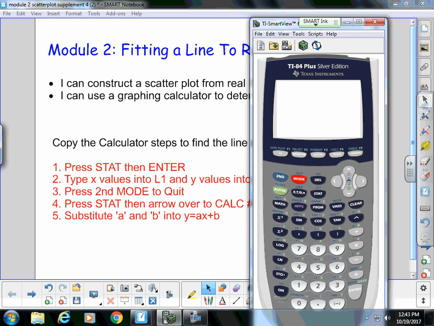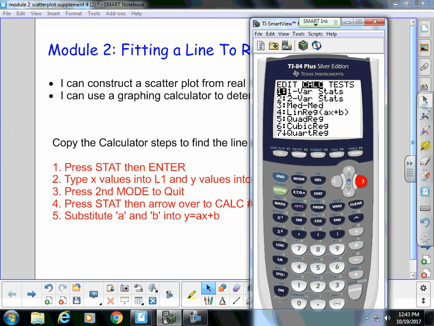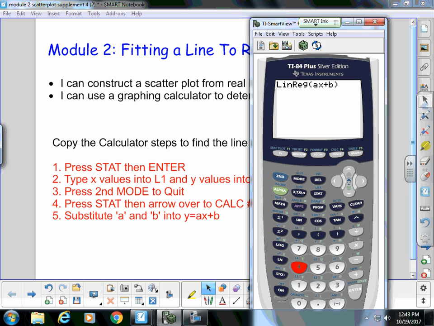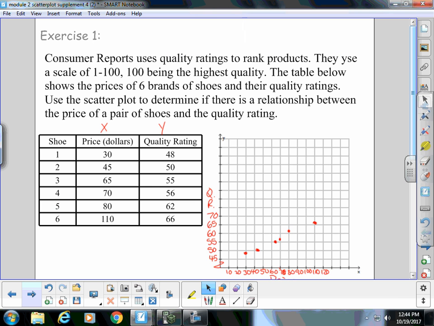And then step 4, I want to push stat, and then I want to arrow over to calc. We've actually done this before, except for now in this screen we're going to pick a different option. We're going to pick option number 4, which says LinReg. On your calculator, it looks slightly different than mine. I think you have to scroll down to where it says calculate and then enter. Okay, and then you substitute in for A and B in the equation y equals ax plus b, or mx plus b.